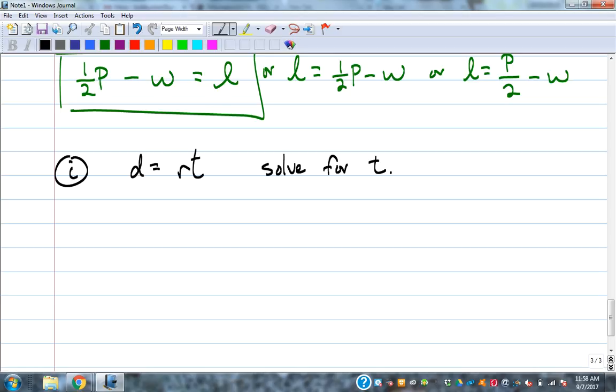Okay. If we want to solve that for T, what's the step? We divide by R. D over R equals T.